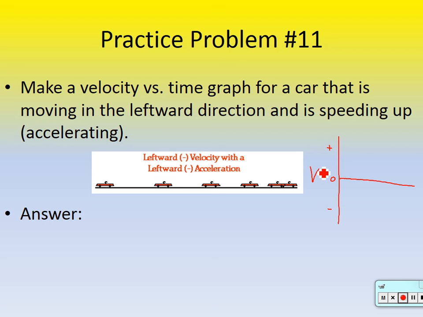Okay, Trevor Mincer. It's going left, so positive or negative velocity? Negative. So we're going to be down here in this section of the graph, and it's speeding up. So explain to me how you draw the line. Negative slope. Good. Because as time goes on, velocity is going away from 0. So we're getting further away from that 0 line as time goes on. Okay, good job.